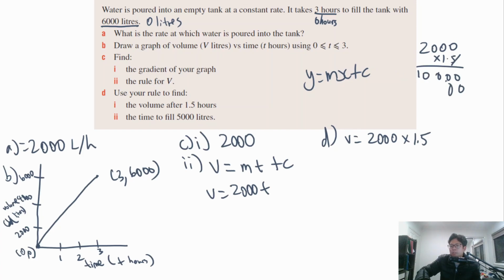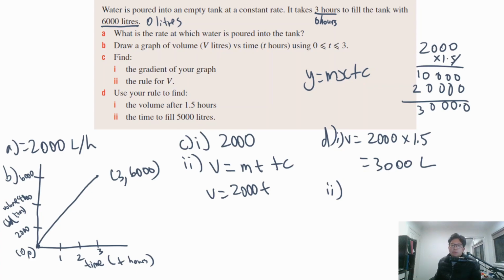1 times 0 is 0. 0 again. 0 again. And 2. That gives you 0, 0, 0, 0, 3, and there's only one decimal point behind the decimal, so our final answer will be 3,000 liters after 1.5 hours.